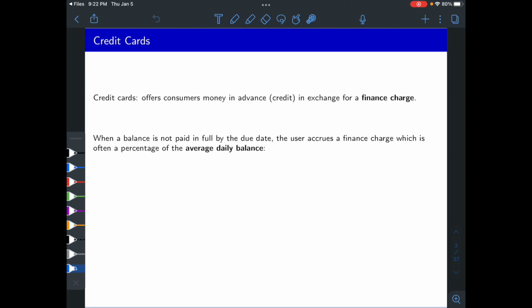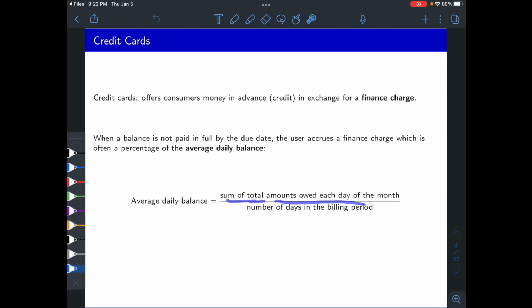The average daily balance is calculated as follows: you take the balance on each day of the month, or whatever the pay period is, and then take the sum of all of those amounts on each day, and then divide that by the total number of days in the billing period. So again, it's the sum of the total amounts owed on each day of the month. If the first day you owe $10, the second day you owe $20, the third day you owe $30, and so on, you would add all those up and then divide by the number of days in that billing period, usually 30 or 31, right?